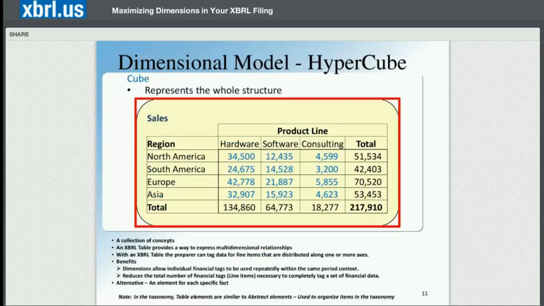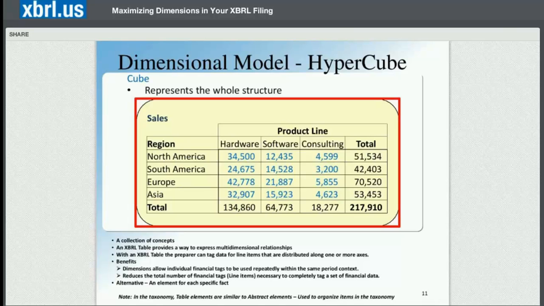So let's just walk through the model in general. Then we'll go through a quick example, and then we'll jump into our more complex example using segments with the US GAAP taxonomy. So the dimensional model, here you can see the red border around the entire structure or physical table that is columnar information. That is the hypercube. So the entire structure is the cube, it is the hypercube, it is the table. It's the collection of concepts that are related.